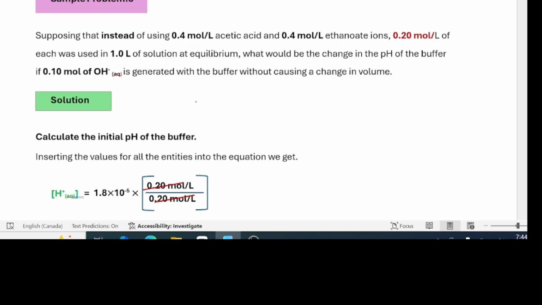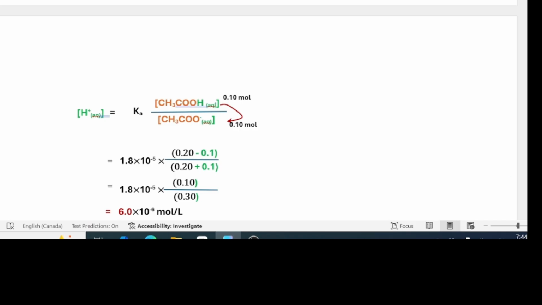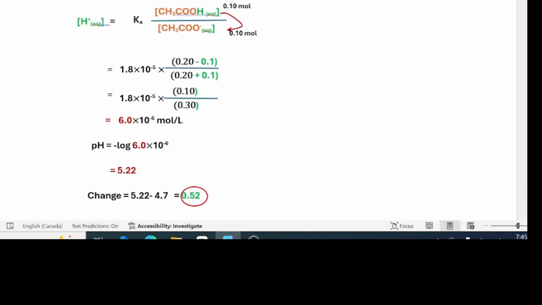Problem number 5. Instead of that like we did before, if you use that concentration of each, what will happen if you add the same amount of OH ions? Everything remains the same. We don't have to explain that again. You shift from the top to the bottom. We're removing that from the top, putting it to the bottom here. Turns out that this is a new concentration for the hydrogen ions. The new pH is this.